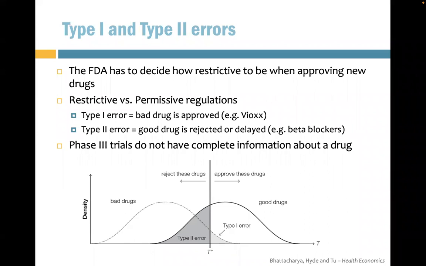X-axis is T. Let's think of it as performance. Of course, a good drug has good performance, and a bad drug has bad performance. And performance is not a fixed value. Performance is a normally distributed variable. You might ask, why is that? Shouldn't a drug have one specific effect? The answer is that one drug can have different effects on different people.